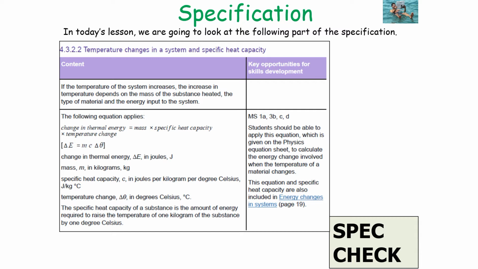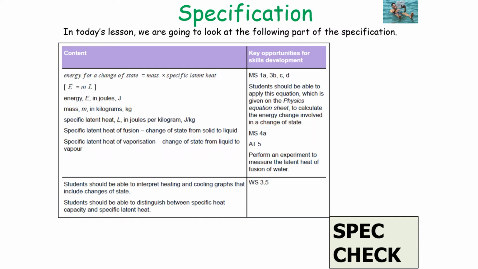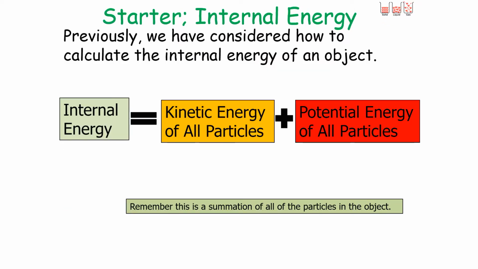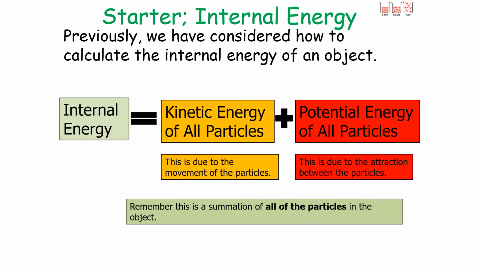We're looking at temperature changes in a system and specific heat capacity, and we're also looking at specific latent heat. Now, previously we've considered how to calculate the internal energy of an object. So internal energy is the kinetic energy of all of the particles plus the potential energy of all the particles. Now remember, this is a summation of all of the particles in the object. Now the kinetic energy store is due to the movement of the particles. The potential energy store is due to the intermolecular forces of attraction between the particles.